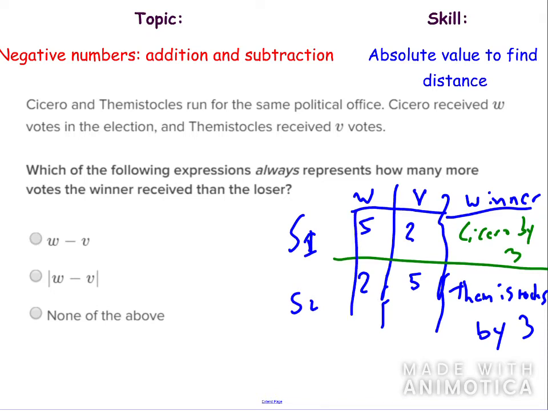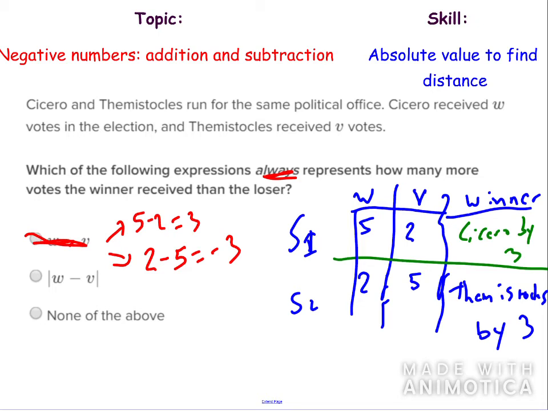All right, so in scenario 1, let's change colors a little bit. W minus V is 5 minus 2, which is equal to 3. So it works in that scenario, but it says this will always work. So let's try scenario 2, where W minus V is 2 minus 5, which is equal to -3. And clearly you can't win. You can't say you have -3 more votes, because that means you have less votes. So this expression doesn't work in one of the 2 situations.